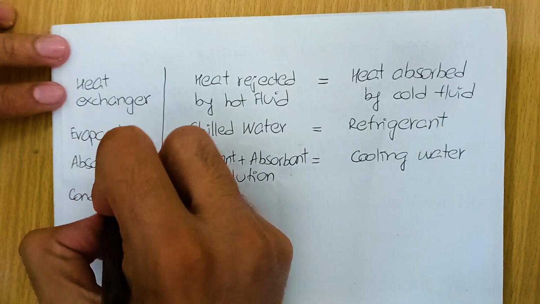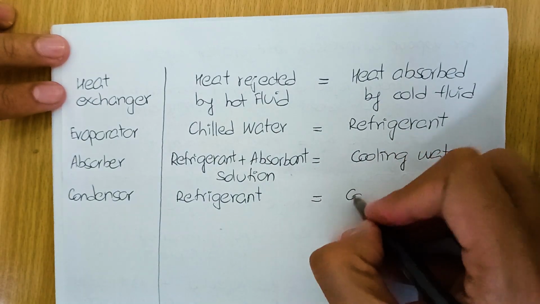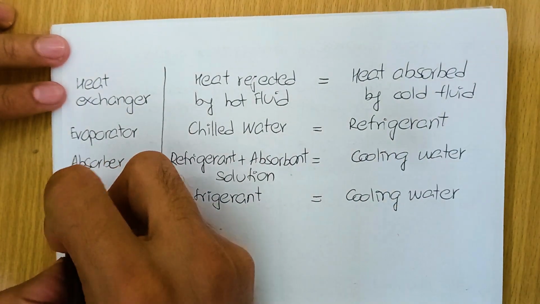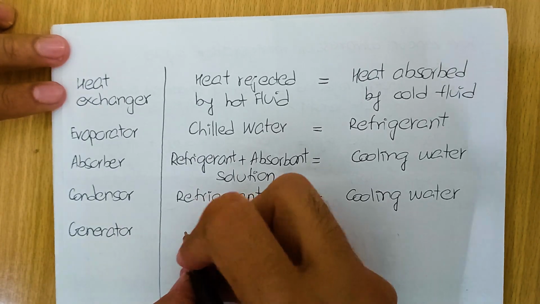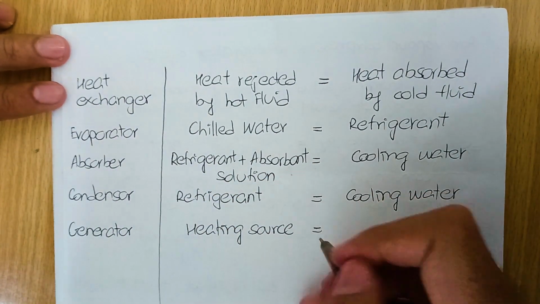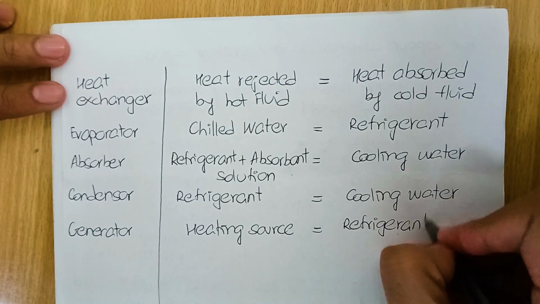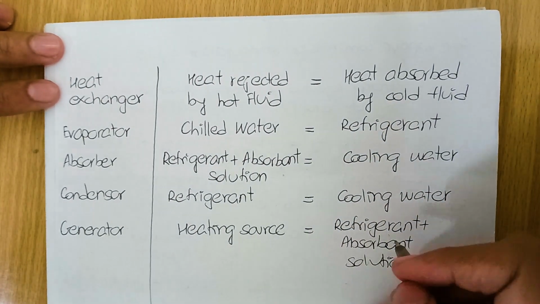Similarly, if I talk about condenser, heat rejected by refrigerant is equal to heat absorbed by the cooling water. In the end, if I talk about generator, heat rejected by heating source is equal to heat absorbed by the refrigerant absorbent solution.